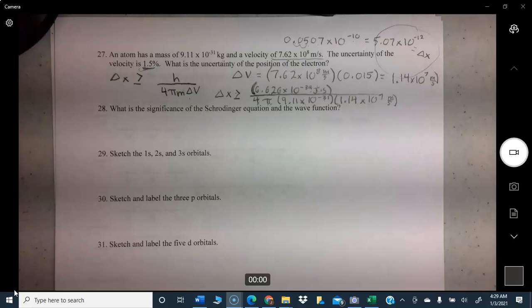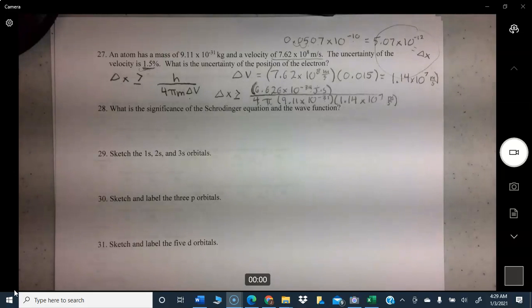It describes what those shapes mean. They're probability areas. It's where there's a 90% chance that you'll find the electron inside of those shapes. So they show the probability, and that's what Schrodinger's equation does. It gives you these probabilities that describe those shapes of the orbitals.